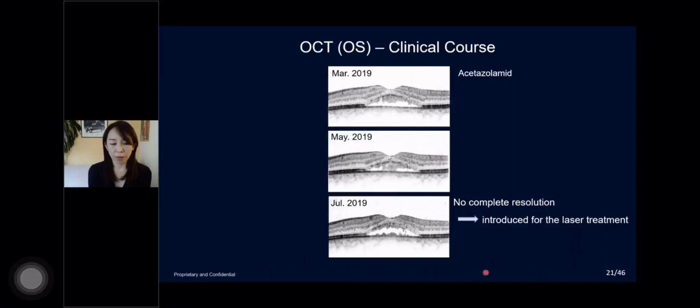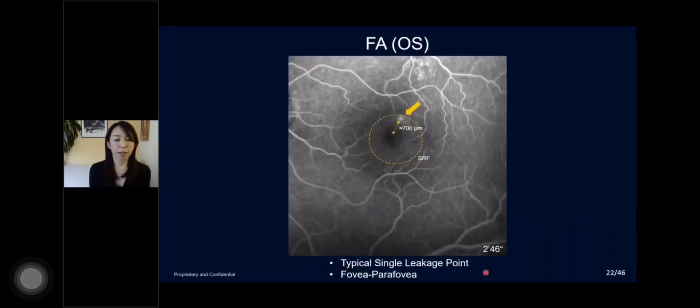So what happened? It seemed better than eplerenone, but still no complete resolution. Therefore, I introduced laser treatment. Immediately, I did fluorescence angiography. This is very essential, I said. Then I saw a very typical single leakage point.